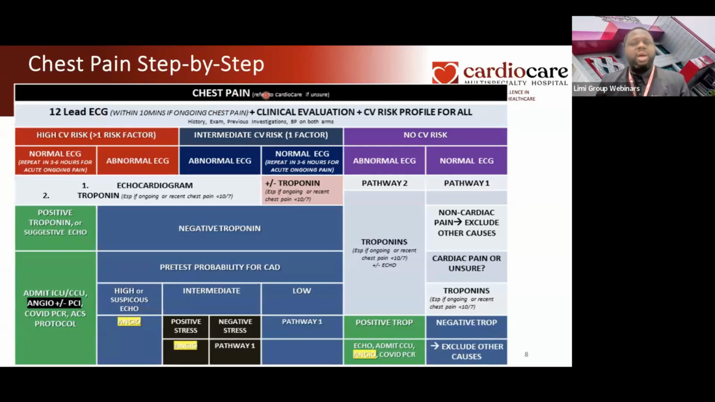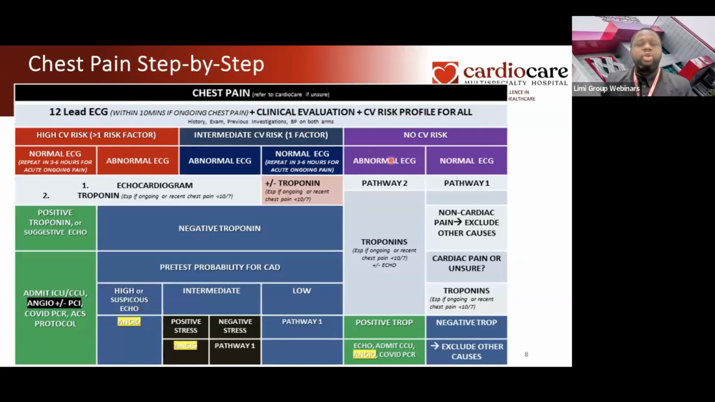And then they finally either came by themselves or got referred, and then we found out they're having a heart attack. So patients having chest pain, please do an ECG immediately. Chest pain, ulcer pain in an adult, do an ECG immediately. Within 10 minutes of presentation to the hospital, they must have a 12-lead ECG. And then clinical evaluation, and then we assess the cardiovascular risk.